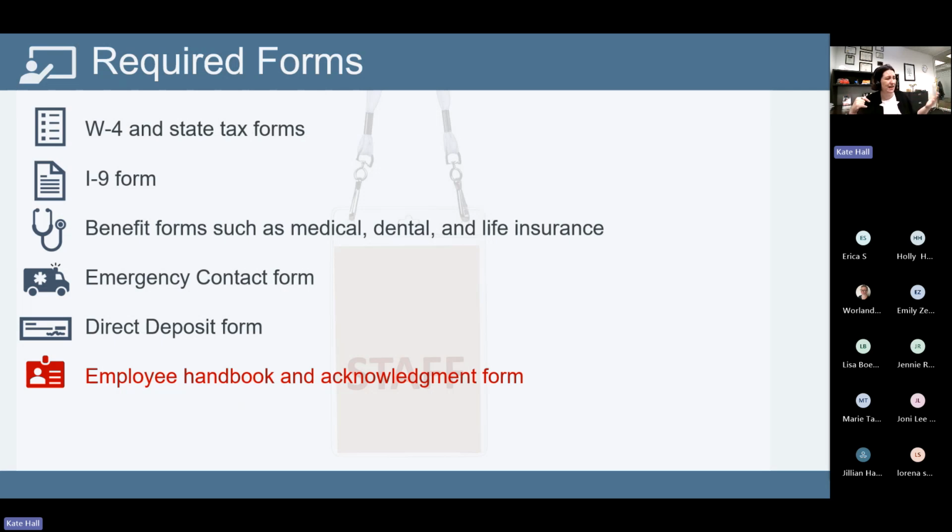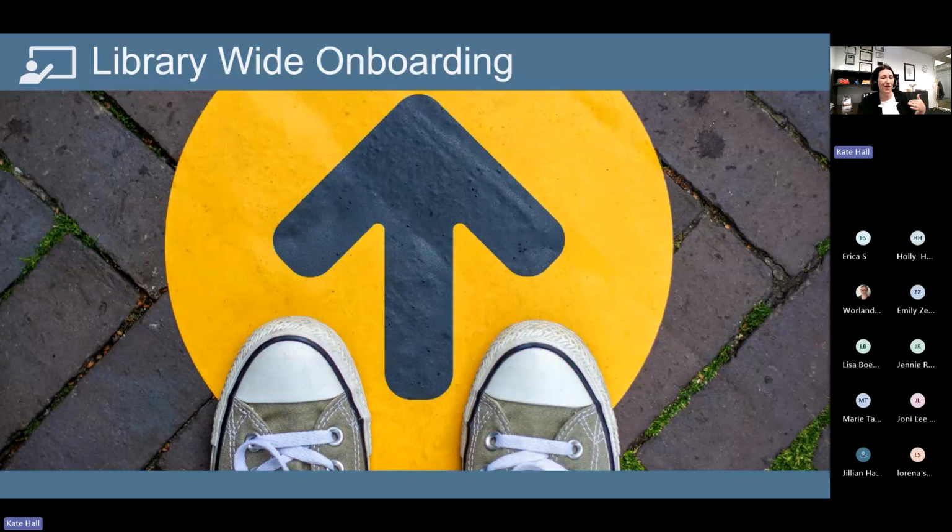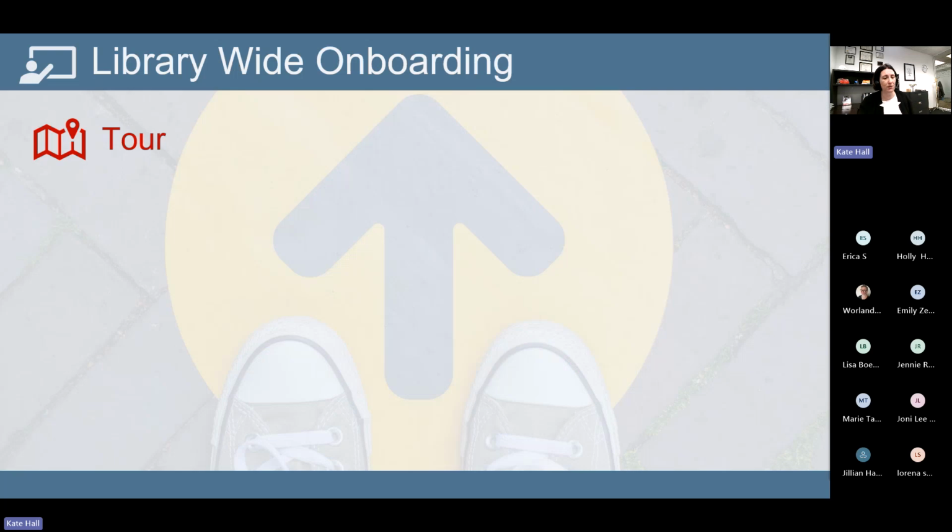These are all really important. As you can see, some are more library focused, some are more legal. The first day, you want to think about how you are going to introduce them to the library as a whole, right? And you're going to want to do a tour. You may have done this during the interview process like we talked about, and you don't have to do everything on day one, but how do you show them where the emergency exits are? Where can they put their lunch if they have a lunch that they're bringing?